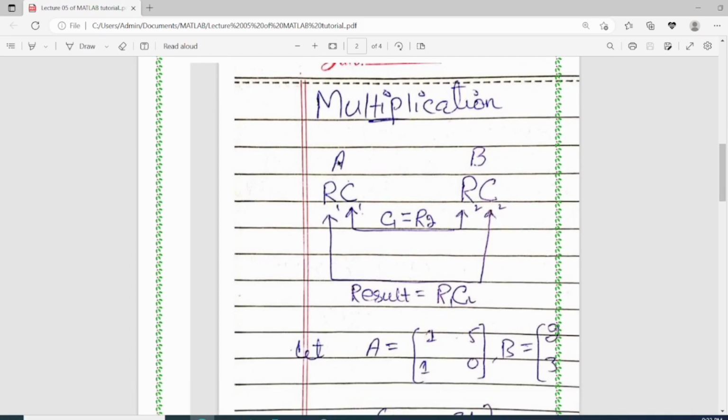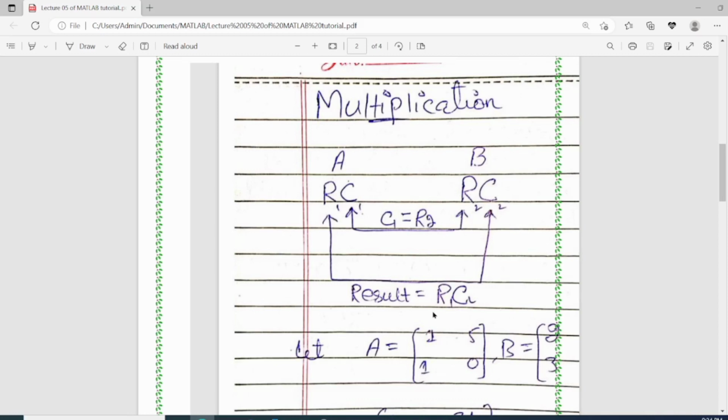Suppose I have two matrices A and B. The order of A is row by column, R1 and C1, and in the second matrix, that is B, R2 and C2. So columns in the first matrix must be equal to rows in the second matrix. So C1 must be equal to R2. If C1 is equal to R2, then this is the condition for multiplication, so these two matrices can be multiplied.